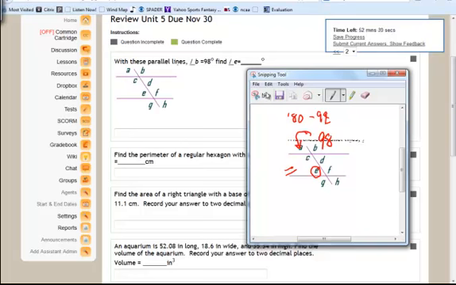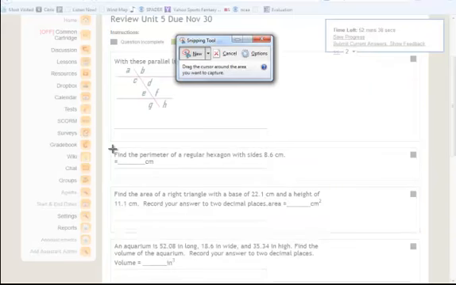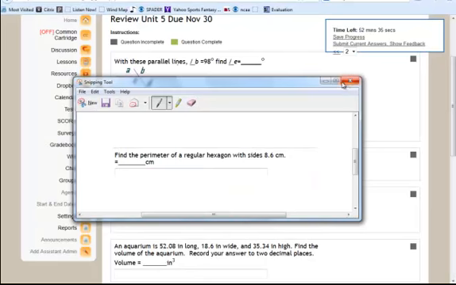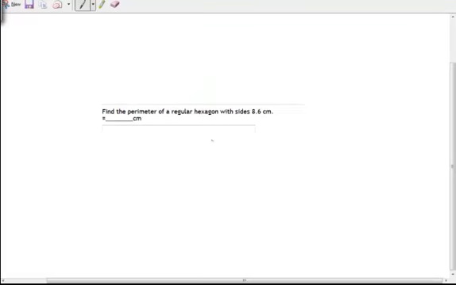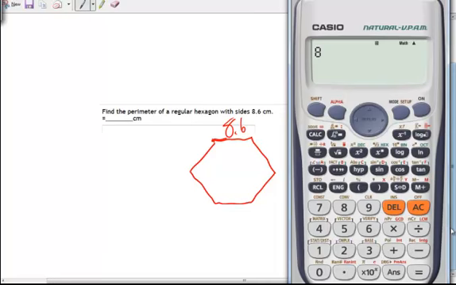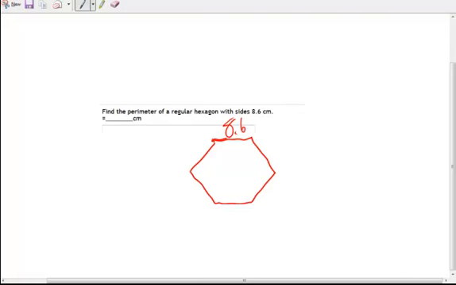Next one, perimeter of a regular hexagon. Remember, a hexagon has 6 sides, and regular means all 6 of them are the same length. So I'm going to try to draw all 6 of them being the same length, and they're all 8.6. So we would take our calculator and take 8.6 times 6, because remember there's 6 sides in a hexagon. Next one.